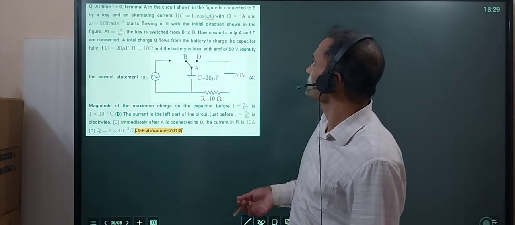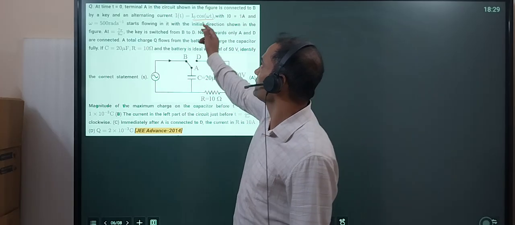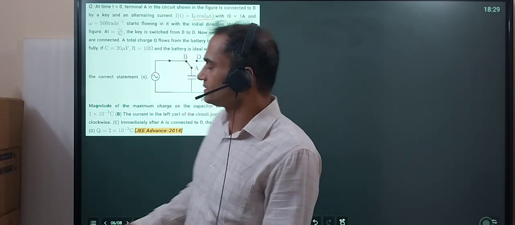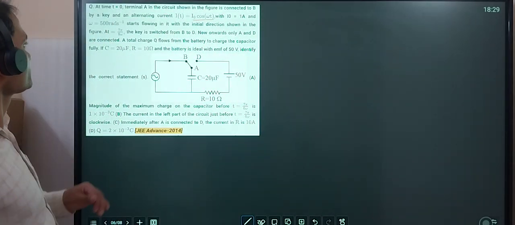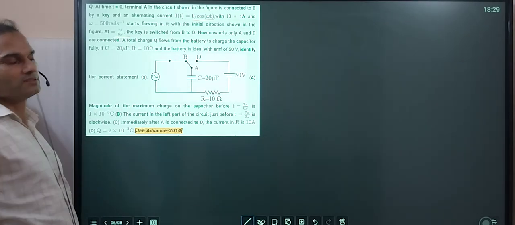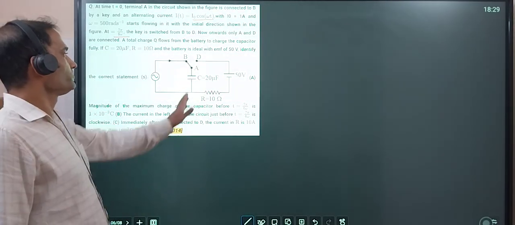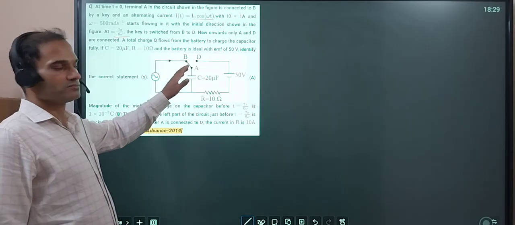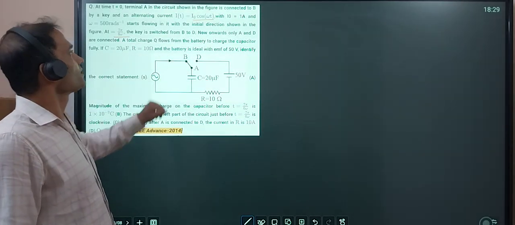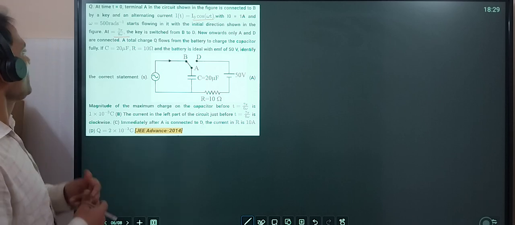Now I naught value is 1 ampere, omega value is also given, and current starts flowing in the shown direction. At this time, the key is switched from B to D. Okay, so before switching, it may get some charge, right? It may get some charge due to this current. Okay, now onward A and D are connected.